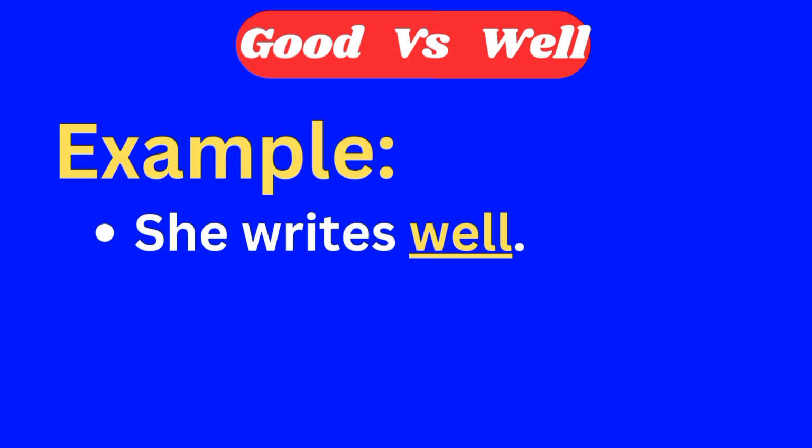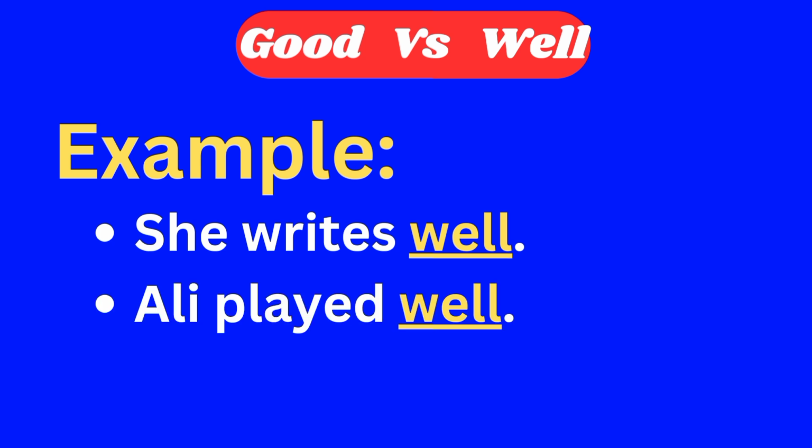For example, she writes well. Here well describes a verb writes which tells us how she writes. Next, Ali played well. In this example, you can also see well is used to describe the verb which is played, that is how an action was performed by Ali.